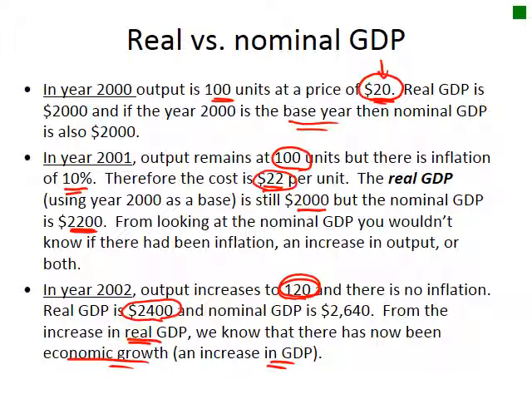So let's look at one more year, 2002. Output now increases to 120, and there's no inflation. So real GDP is going to be the 120 times the original price in the base year of $20, being 2,400. Nominal GDP is going to be the 120, now at the higher price of $22, and the nominal GDP is 2,640. From the increase in real GDP, and only from the increase in real GDP, we know that there's now been economic growth, or an increase in GDP.